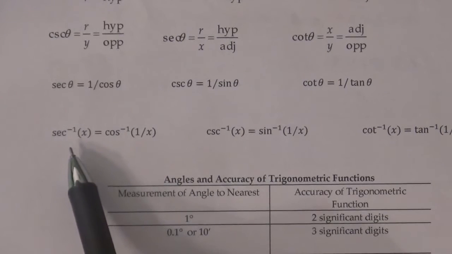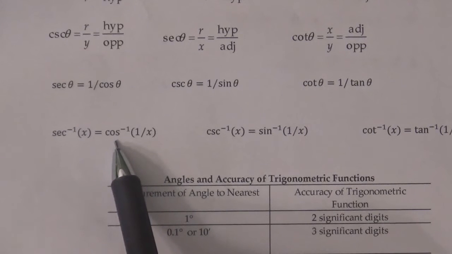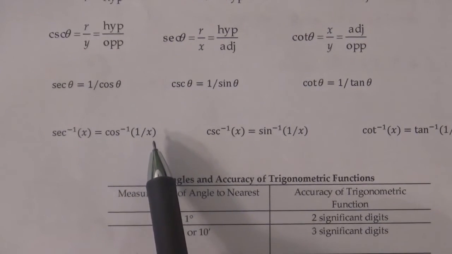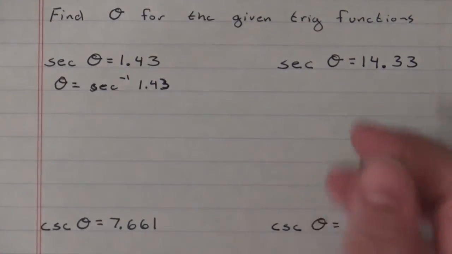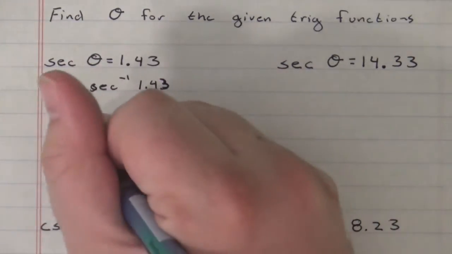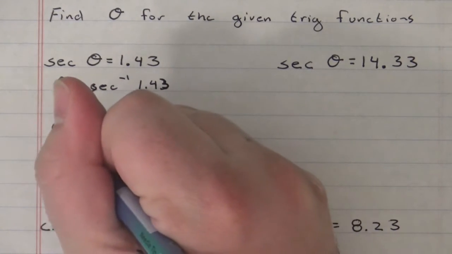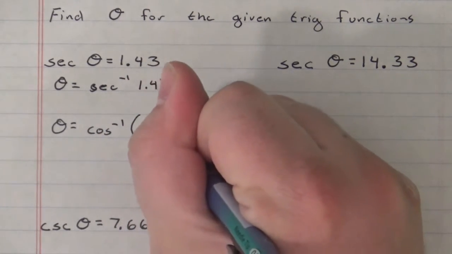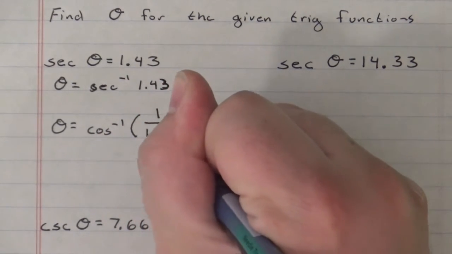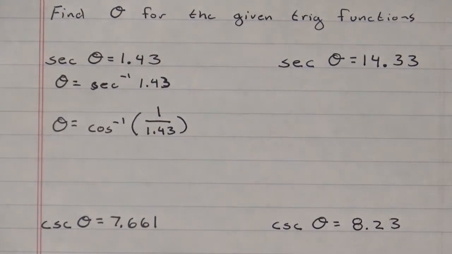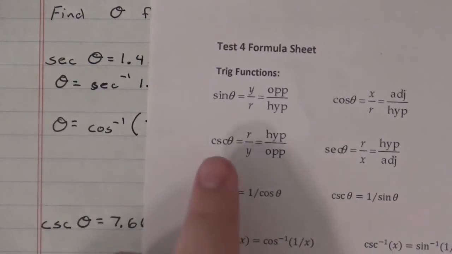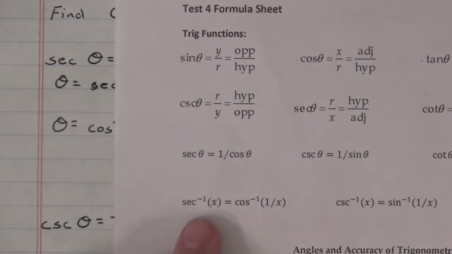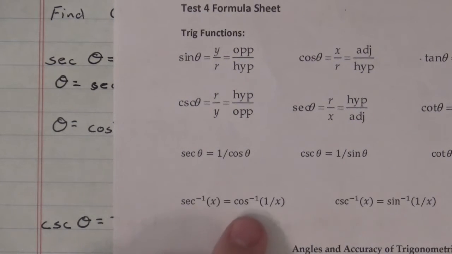If you look at it, it's telling me that the inverse of secant is actually equal to the inverse of cosine, and then we're going to put 1 over x. So what's happening here? Check this out. What we're actually going to do is this. We're going to say that theta is equal to the inverse cosine of 1 divided by 1.43. That's what that formula is telling you: we were finding the inverse of secant, and all we need to do is find the inverse cosine of whatever 1 over x is.